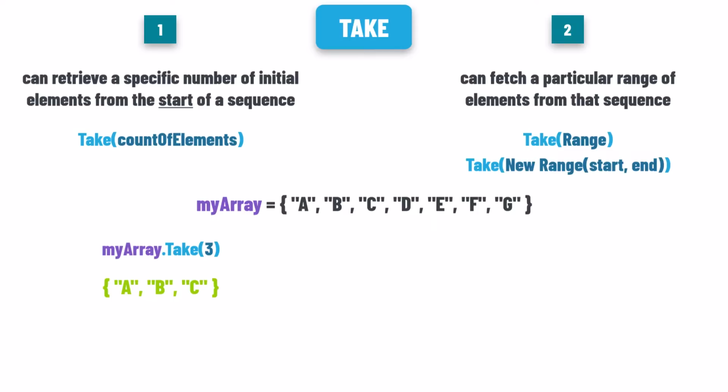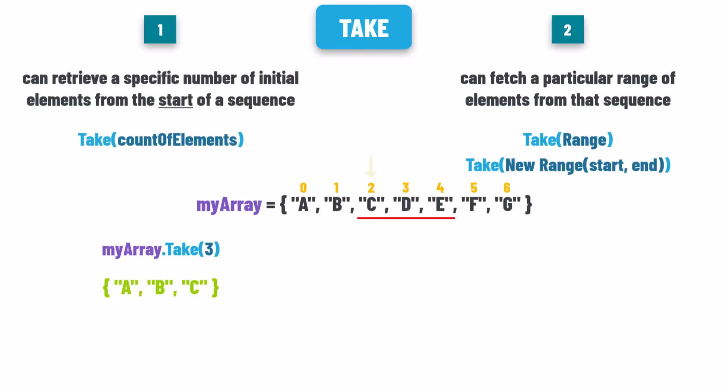Let's check the second overload. Suppose I want to retrieve the following elements from the array. As you can see, these elements are not at the beginning of the sequence, therefore I have to define a range. First you have to know that the index is 0-based. This means the first element inside the array has the index 0, the second one has index 1, and so on. Let's now define a range to return these elements.